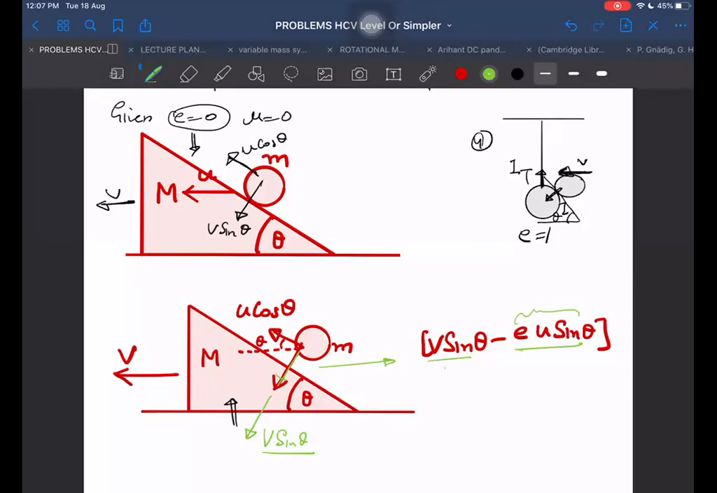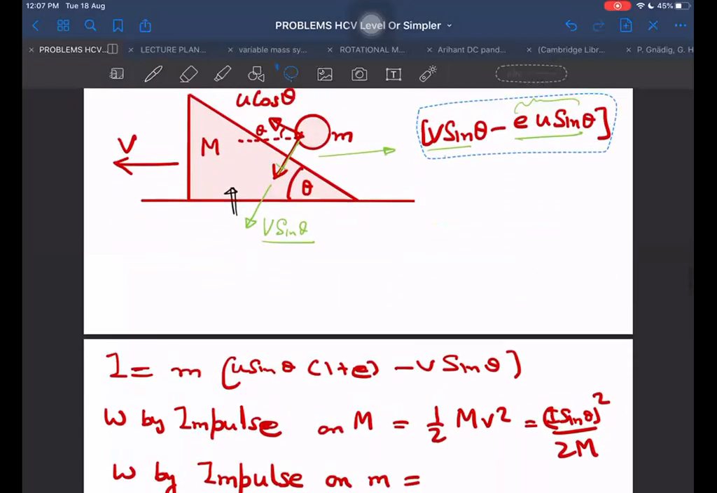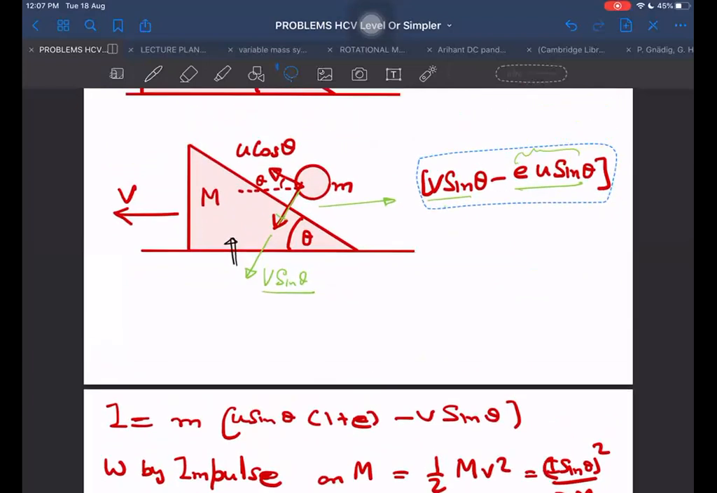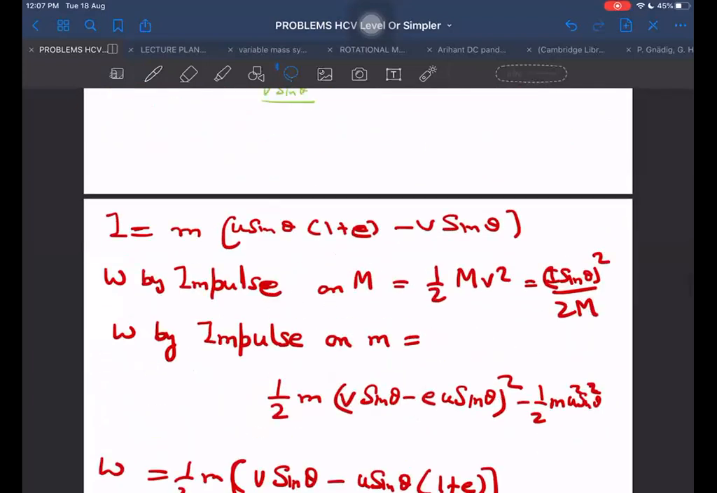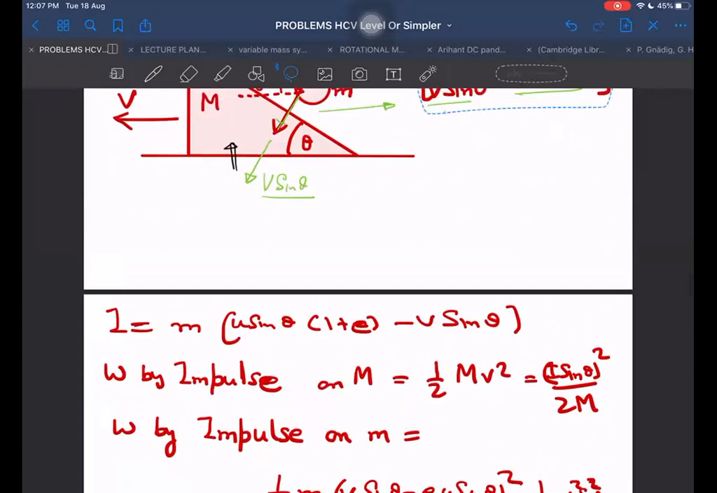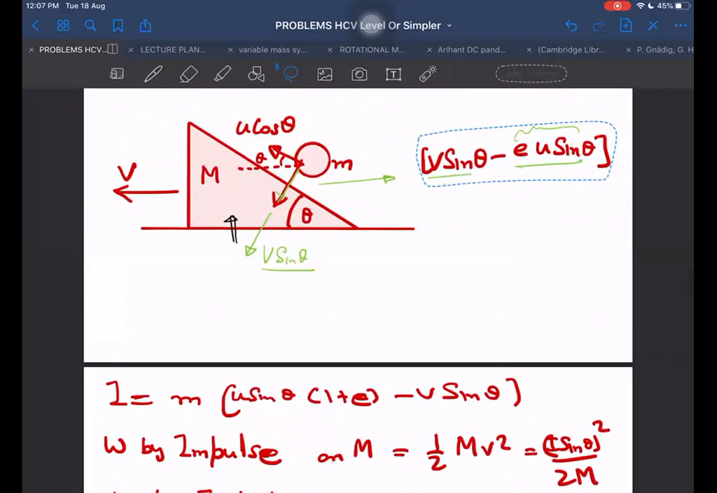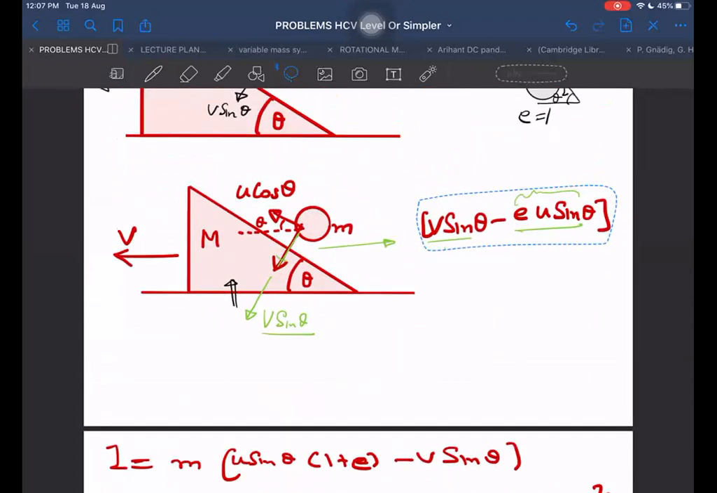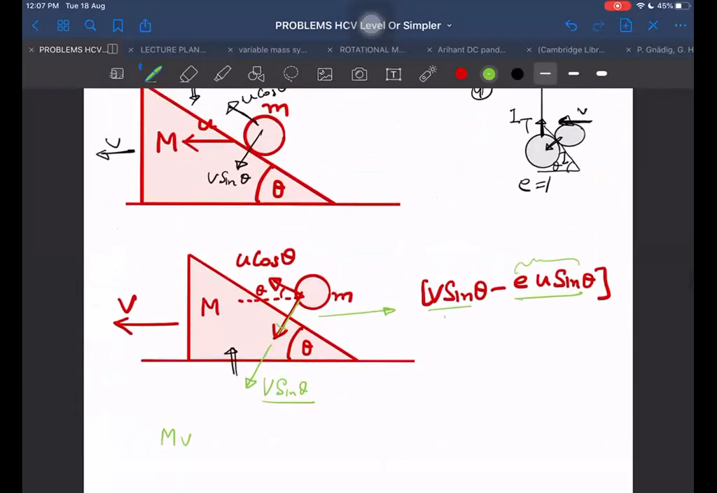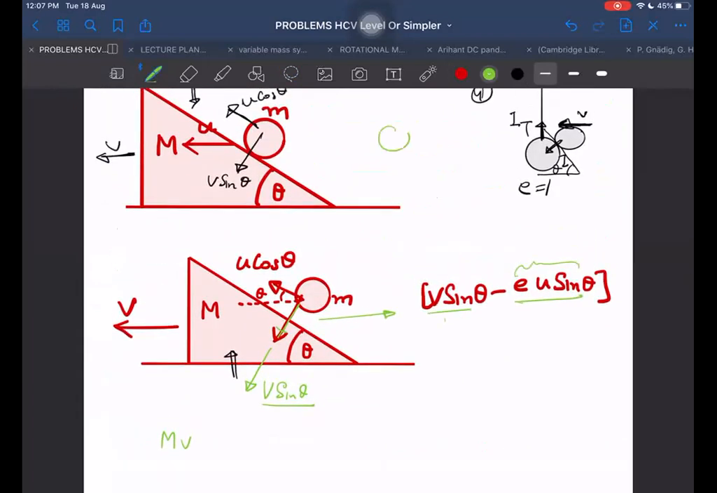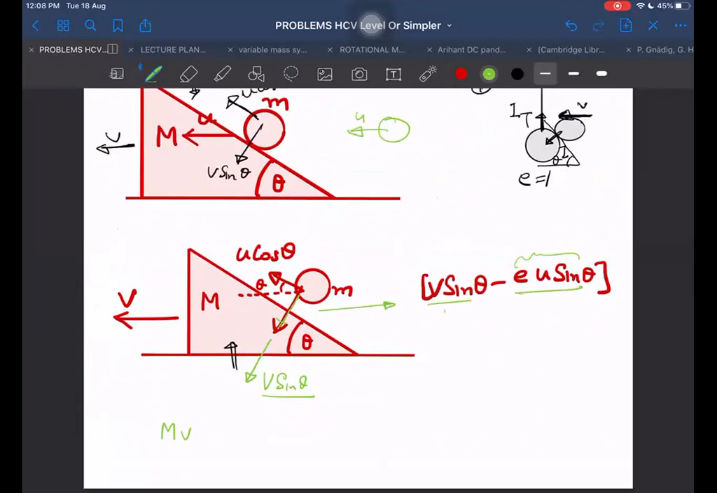Are you okay with this so far? Yes, sir. If you are okay with this, then we can do it in one step after that. There is nothing left in this. Now apply the conservation of momentum and get the answer. How to apply conservation of momentum? Conservation of momentum says capital M into V. Sorry, what was the initial velocity along this? Initially it was coming with velocity u, right? So I can say small m, and capital M into small V.